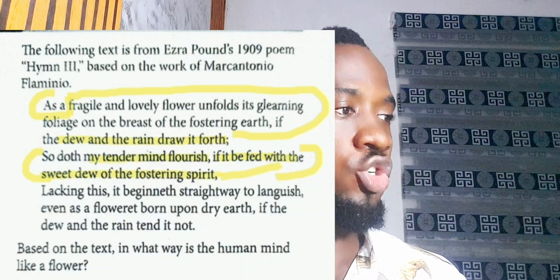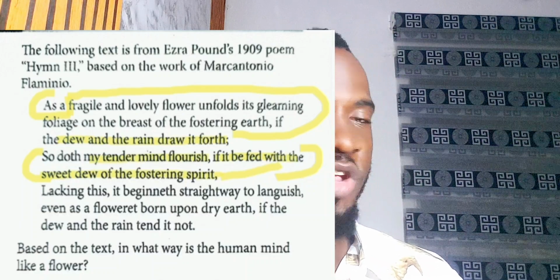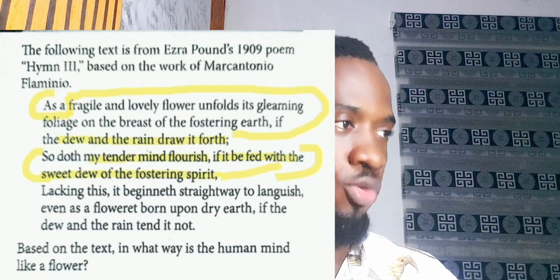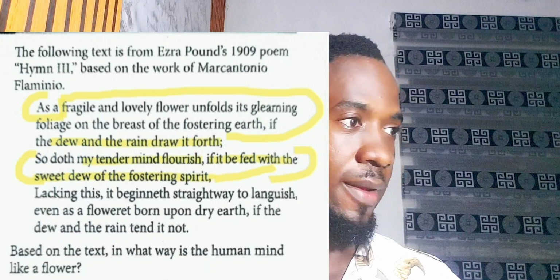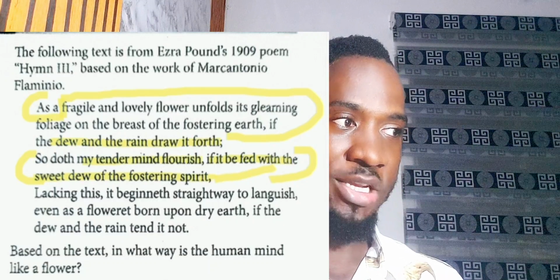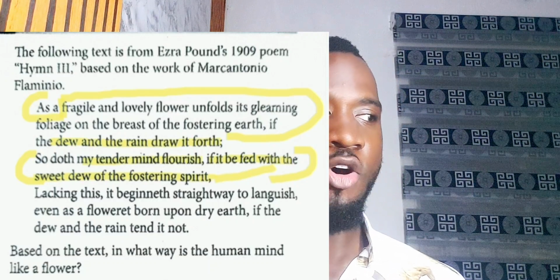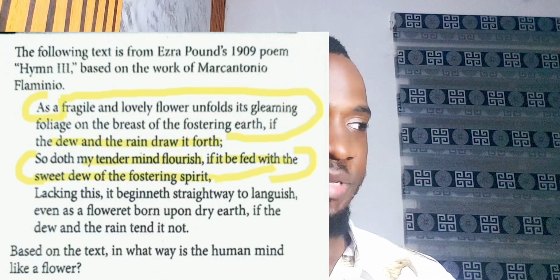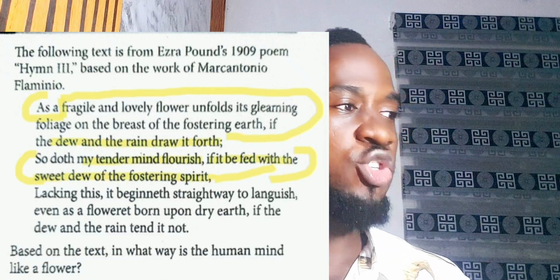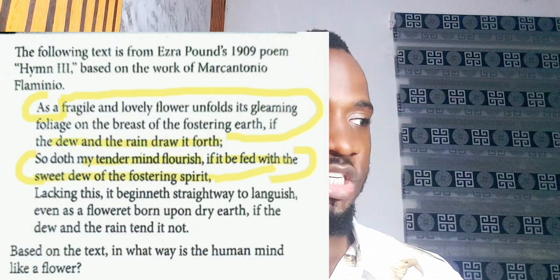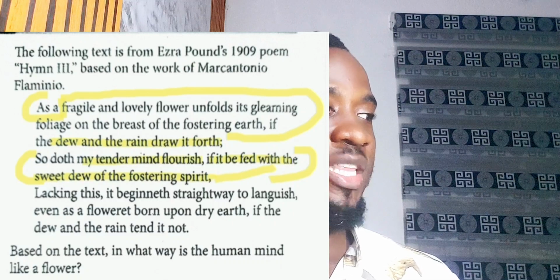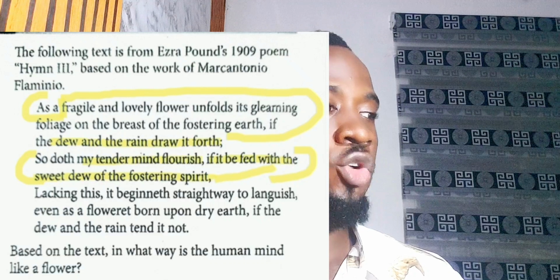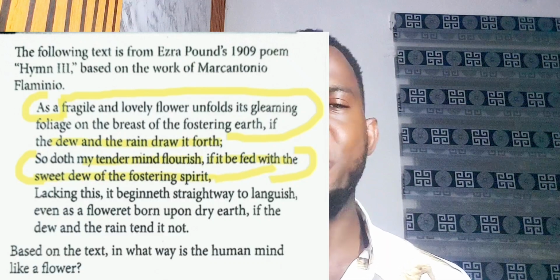So moving on, we now have, so doth my tender mind flourish if it be fed with the sweet dew of the fostering spirit. So we're looking for human mind. So we have my tender mind, which points to a human speaker. Yes, and we see the word mind also mentioned here. So just like the flower unfolds its foliage when rain falls on it, so doth the mind of the speaker here, when fed with sweet dew of fostering spirit, flourishes. Lacking this, it beginneth straightway to languish, even as the flowerets born upon dry earth, if the dew and the rain tend it not.